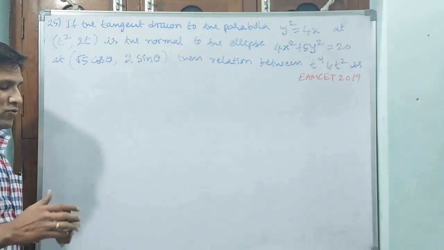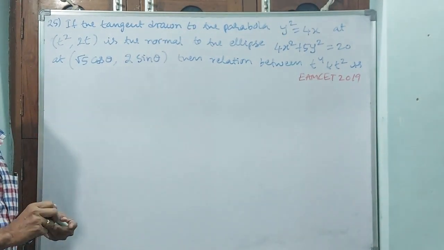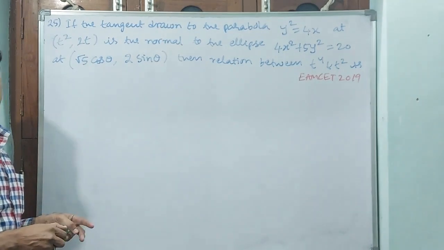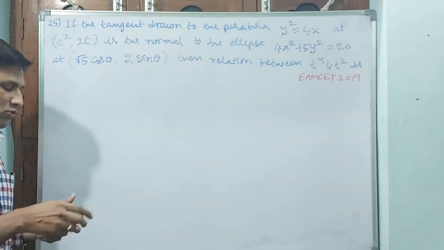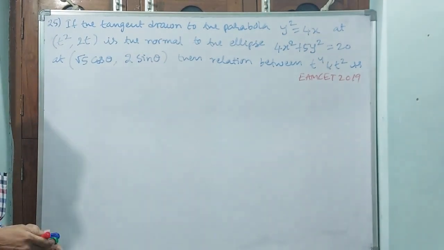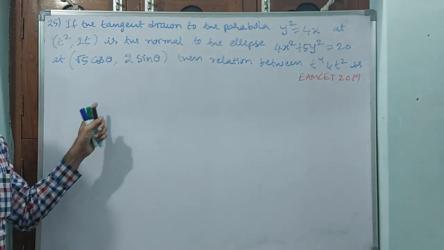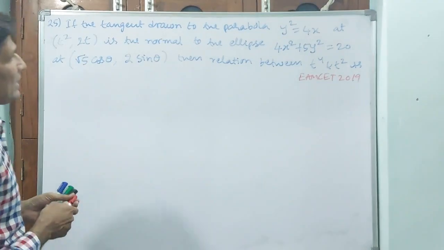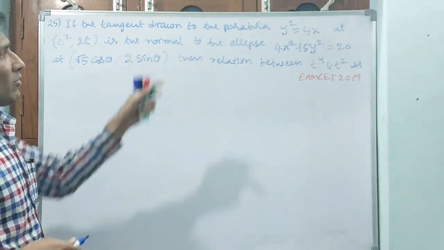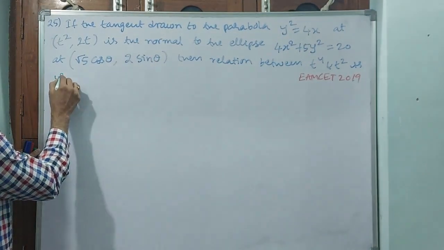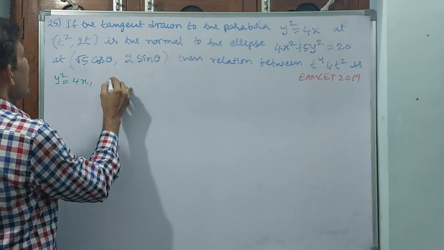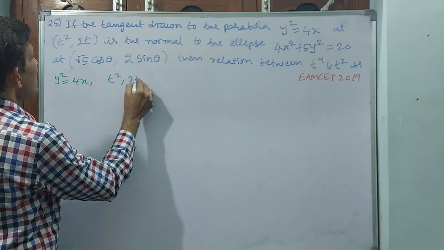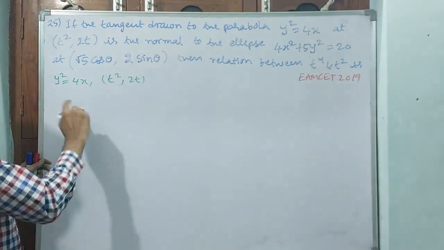Here you have to deal with parabola, tangent, ellipse, normal. Okay, so all you have to know. Let me do one by one. First of all, let us get one equation. First equation, how we are going to get, you observe carefully. Parabola is y square is equal to 4x. This is parabola. And the point is t square, 2t. These are the x1 y1 point.